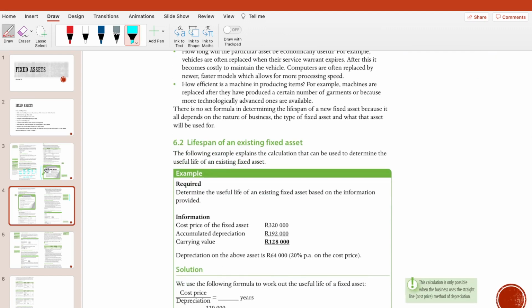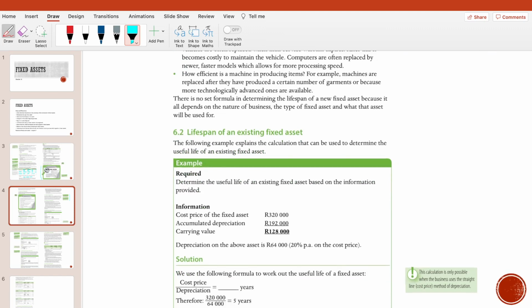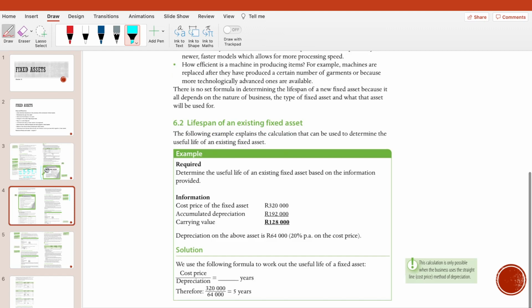So there is a formula that we use to determine the lifespan of new fixed assets, because it all depends on the nature of the business. There is no set formula. Each business has to decide what they are going to do to determine the lifespan of their fixed asset. Let's look at an example here. To determine the useful life of a fixed asset, that is based on the following information.